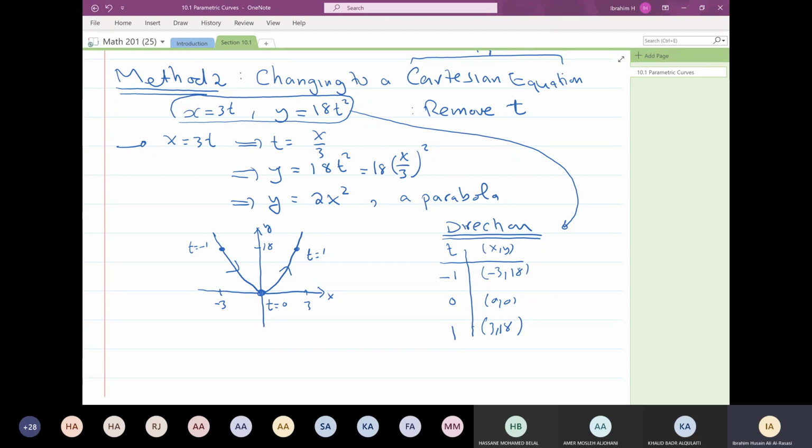This is the graph of this, and this is the solution. And usually we'll choose this method. We will always change to Cartesian equation.